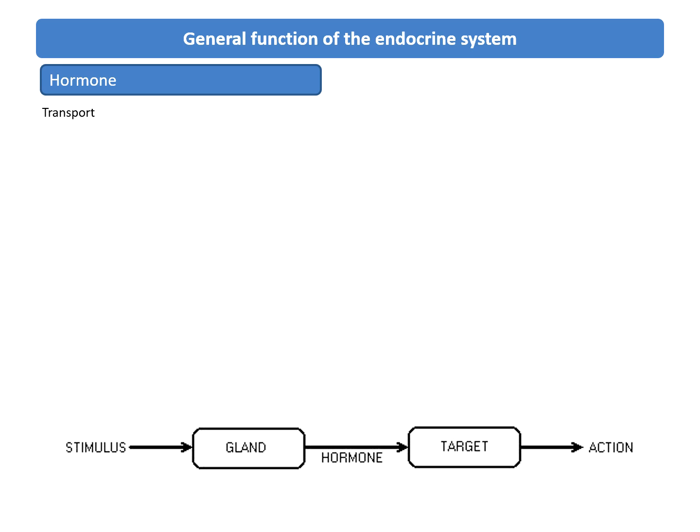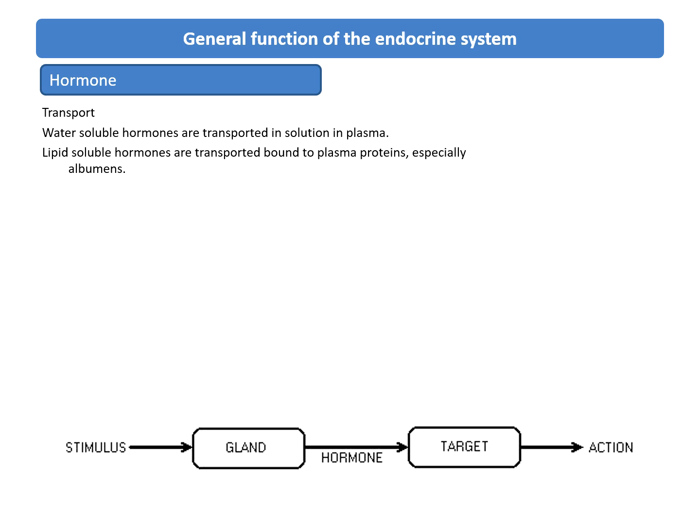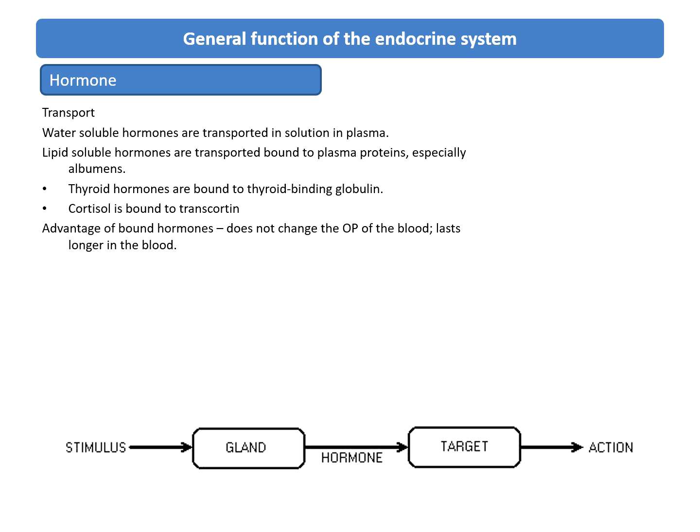What about the transport of hormones? Water-soluble hormones are transported in solution in the plasma, the liquid part of the blood. Lipid-soluble hormones, on the other hand, are transported bound to plasma proteins, especially albumins. Thyroid hormones are bound to a thyroid binding globulin, for example. Cortisol is bound to transcortin.